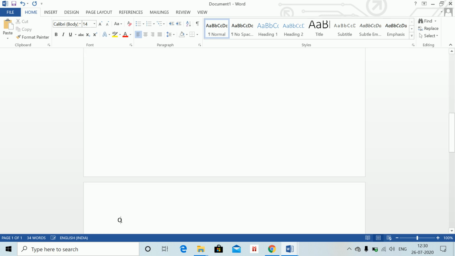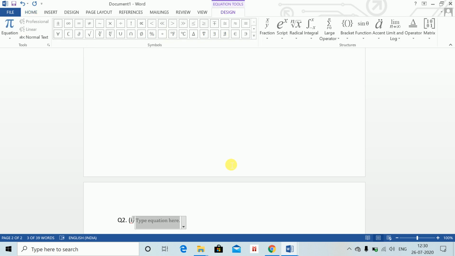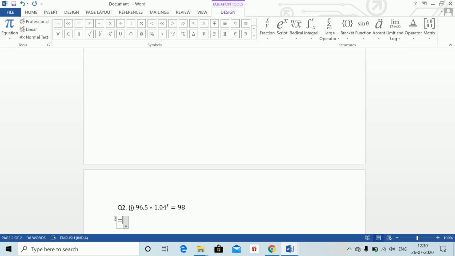Control Enter brings us to a different sheet. Question 2, first part. To find the length of time, we write 96.5 × 1.04^t = 98. Then taking log on both sides, we have log of 96.5 plus t log of 1.04 is equal to log of 98.